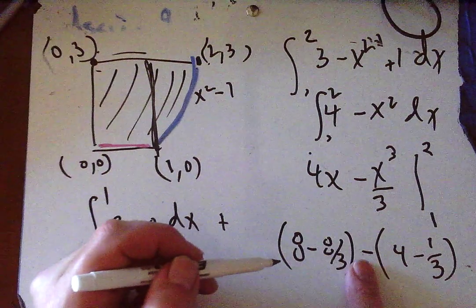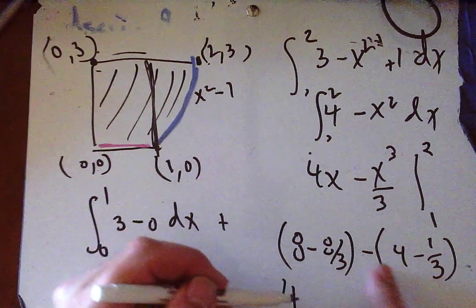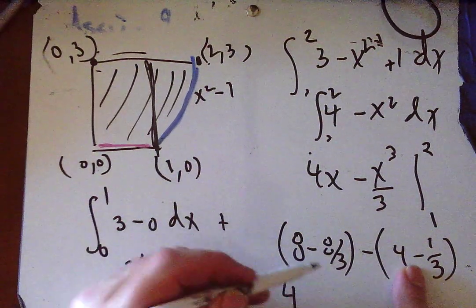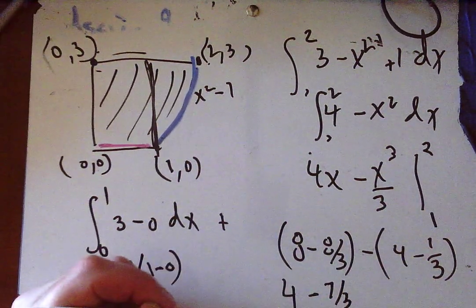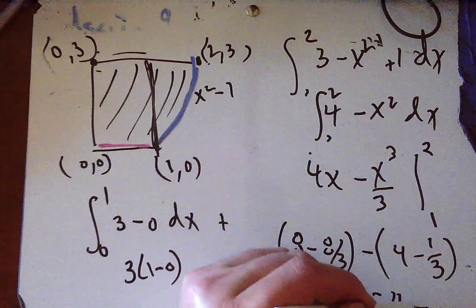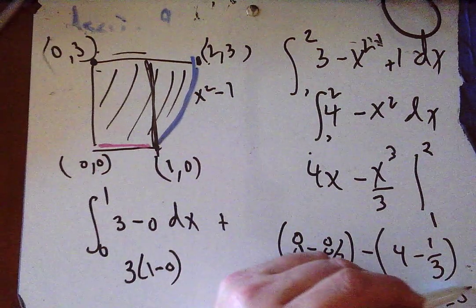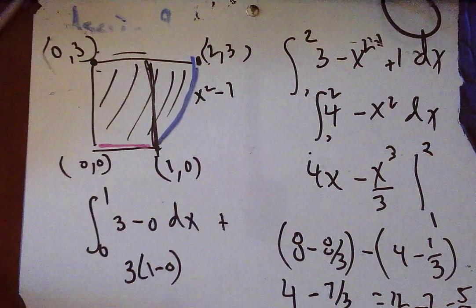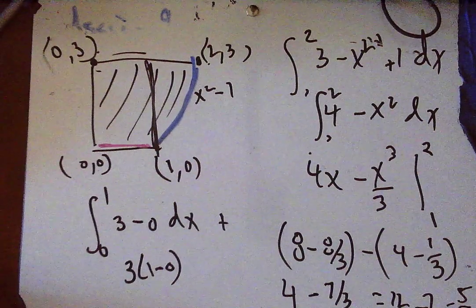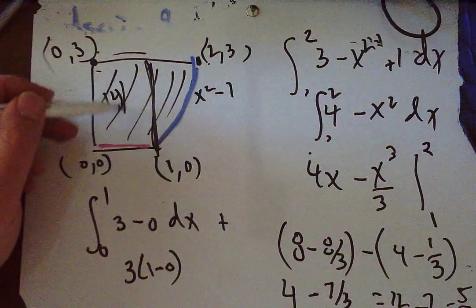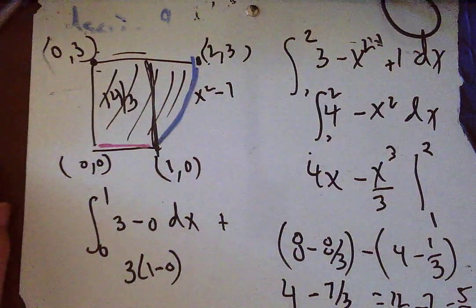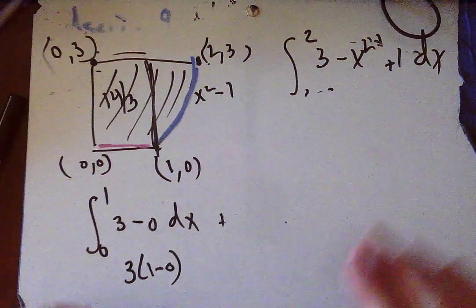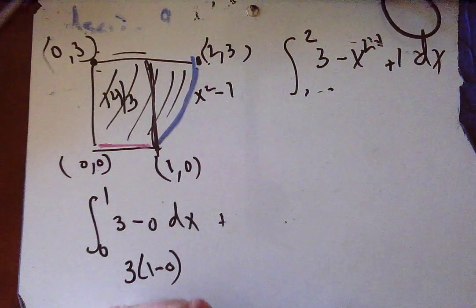So what are we going to get? 8 minus 4 is 4. Minus 8 thirds minus a minus 1 third, or plus 1 third, is minus 7 thirds. So it's going to be 12 thirds minus 7 thirds, or 5 thirds. Don't forget over here you have this 3, which is 9 thirds plus 5 thirds, and I get 14 thirds here for my area.